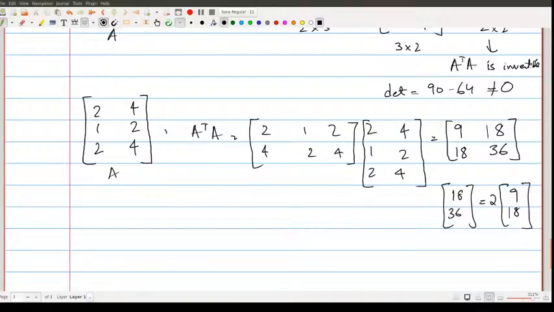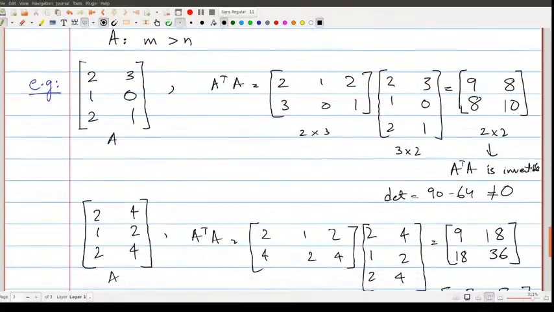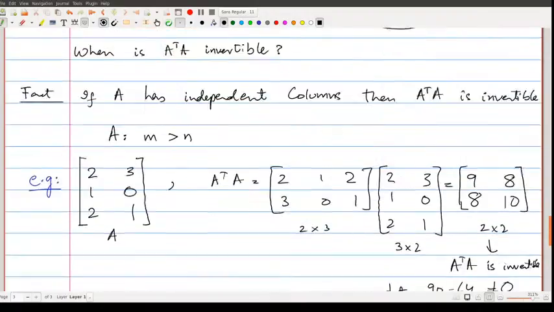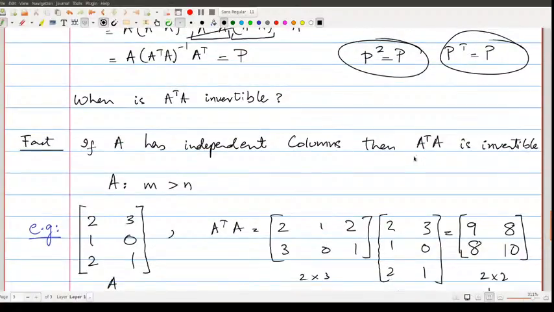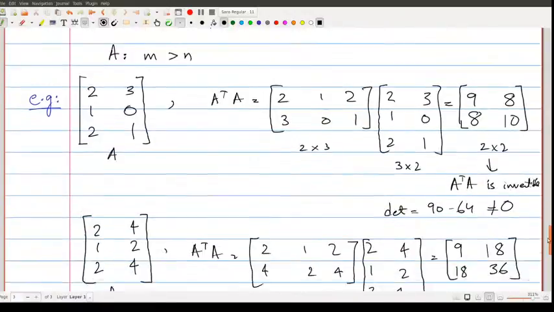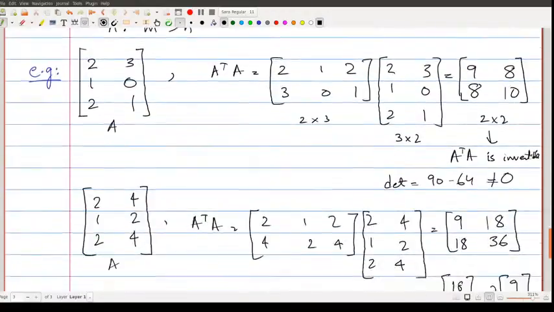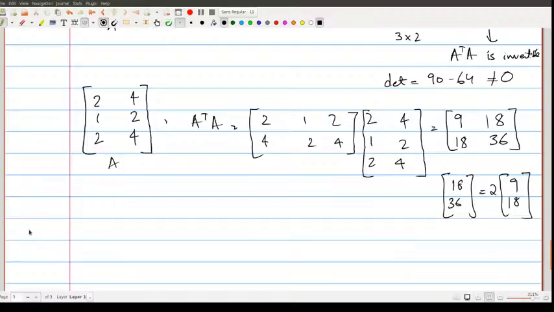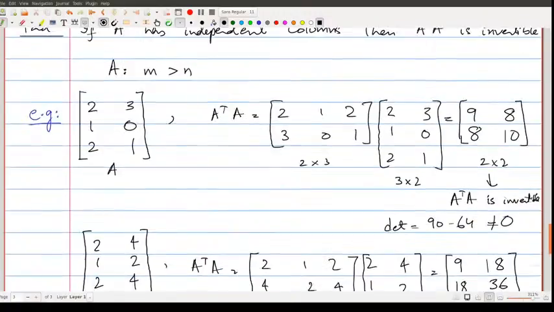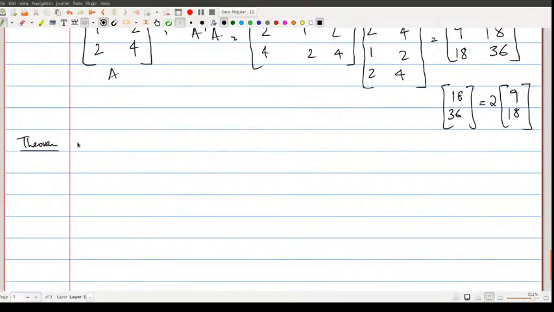So in these 2 examples, I've seen that in the first example, when A had independent columns, A transpose A turned out to be an invertible matrix. When A had dependent columns, then it turned out to be a non-invertible matrix. So this fact seems like it might be true, and so let's now end this by proving it. We have a theorem, and I think this is the first time I'm doing a proof of a theorem in this lecture.